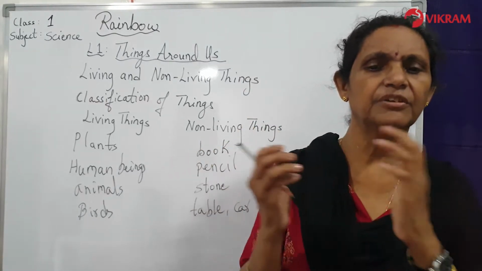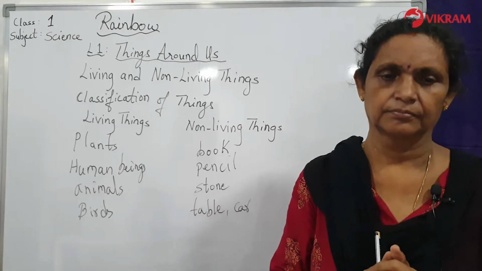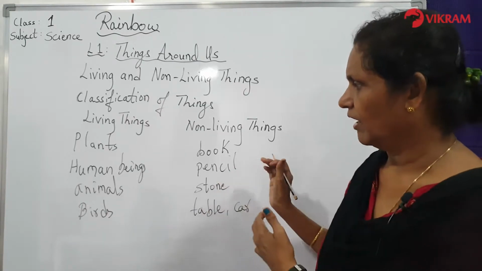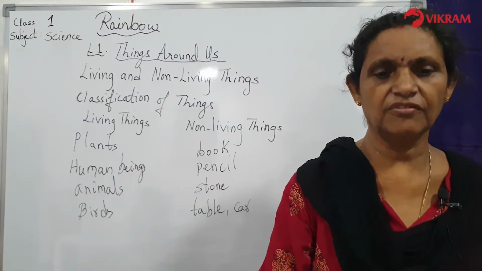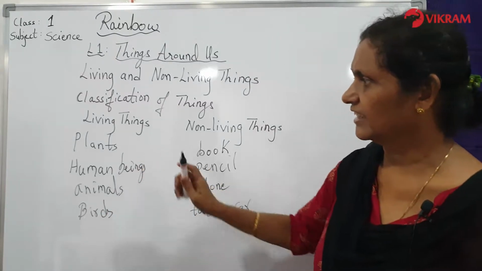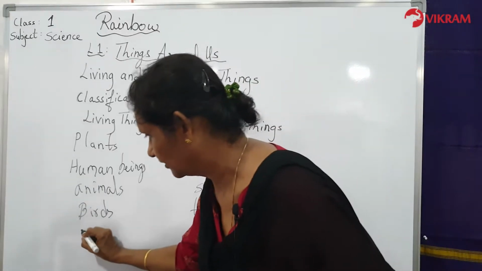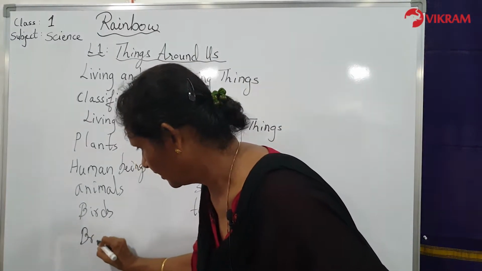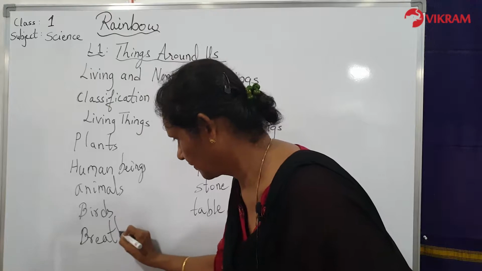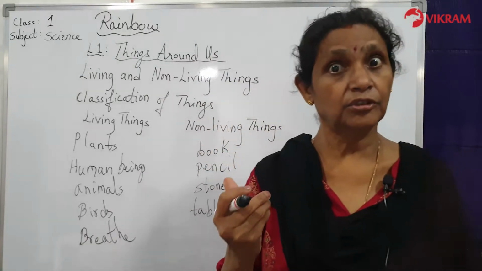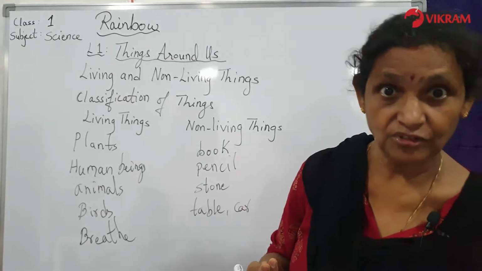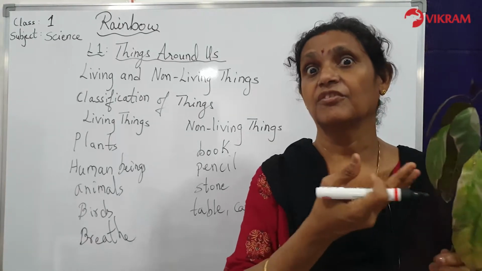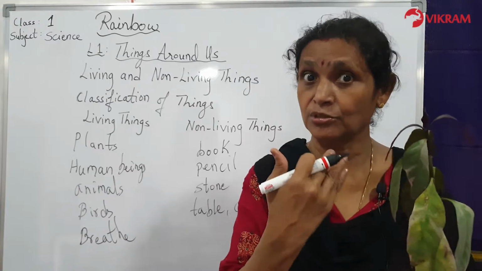So how do they differ from each other? You can understand why should we say that they are living and they are non-living. So first thing which you will understand is living things can breathe. Yes. So they breathe. Yes or no? You are a living thing. Are you breathing? Yes. Plants also breathe, you know. They give you air. So plants are also breathing.